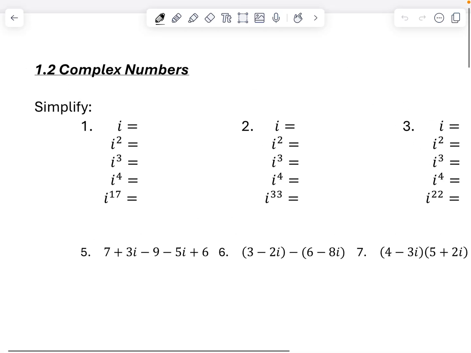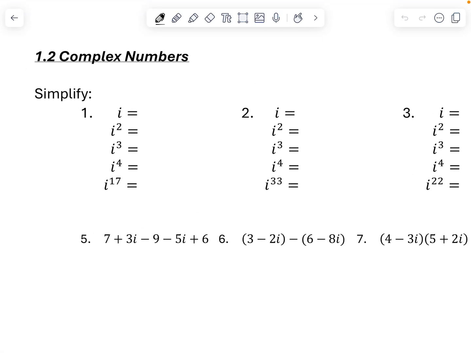Hello friends, this video is on how to deal with complex or imaginary numbers. The very first question, we are going to evaluate the various powers of i.